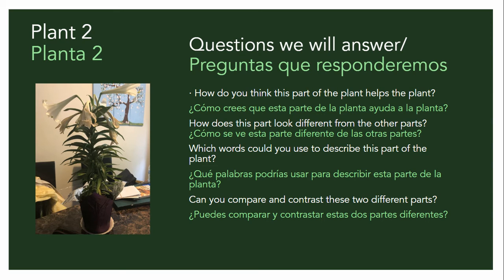Which words can you use to describe the parts of the plant? And can you compare and contrast these 2 different parts? So which 2 parts did you pick? Answer those questions and then move on to the next part of the video.